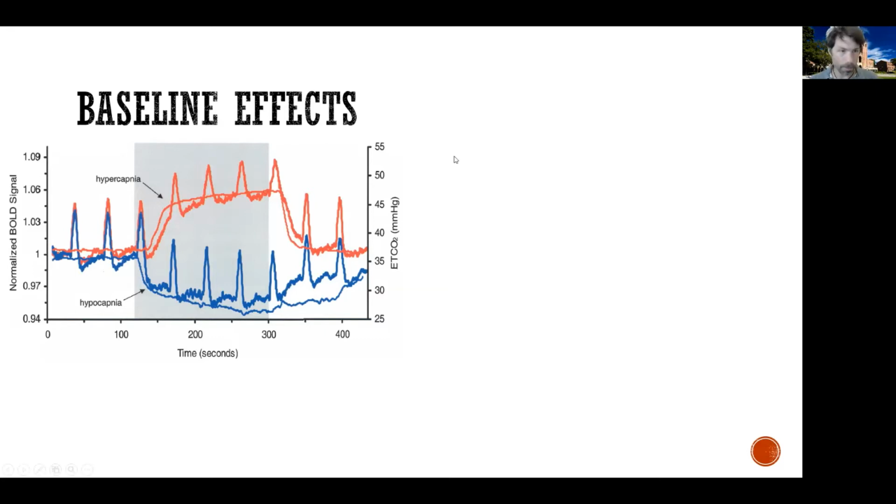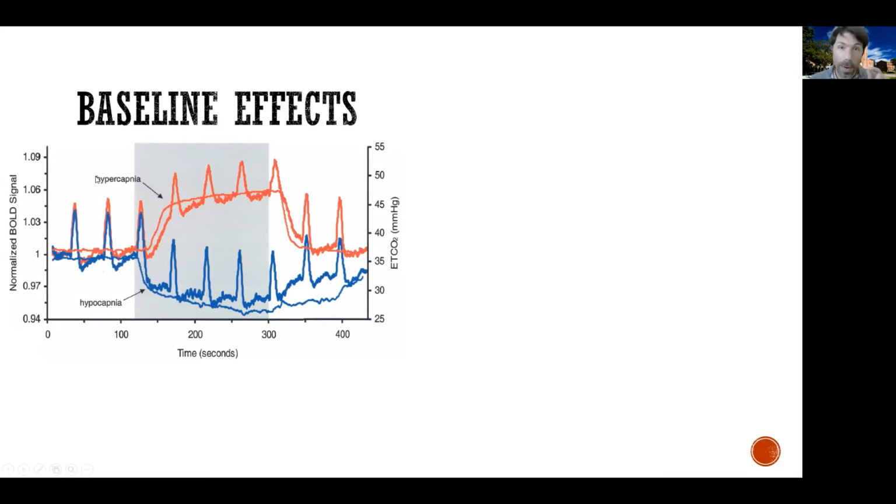Now, what is interesting, so what you're seeing here, let's start with the hypercapnia, so the red trace. What you're seeing here is the response to stimulation, right? The magnitude of the response to stimulation. And where the gray bar starts, this is when participants were administered increased or decreased CO2.